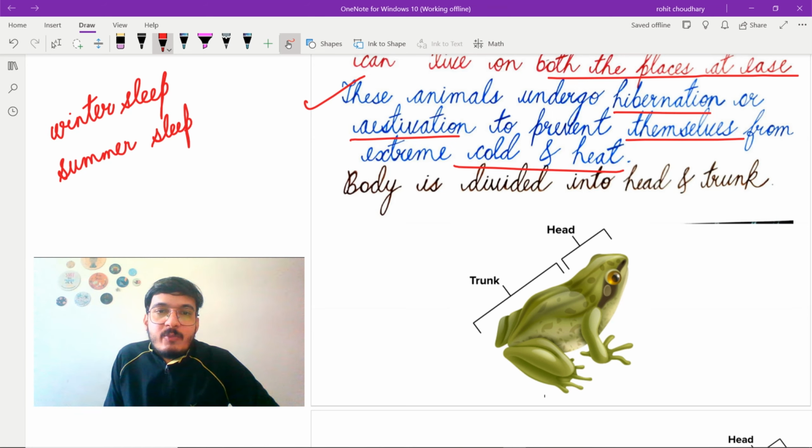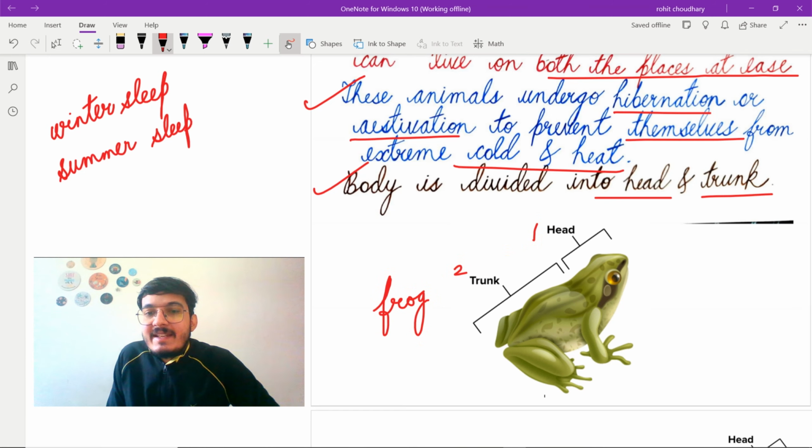The next important characteristic feature is that the body is divided into head and trunk. As we can see in this picture of a frog, its body is divided into head and trunk. Neck is totally absent. We cannot see a neck, and the trunk may be extended into a tail in some cases.